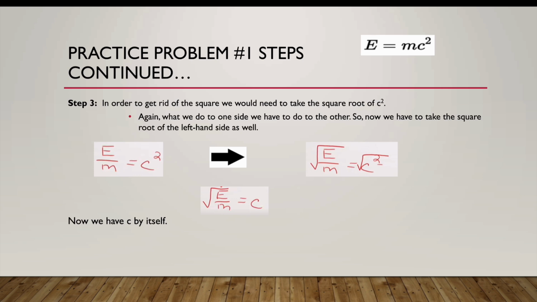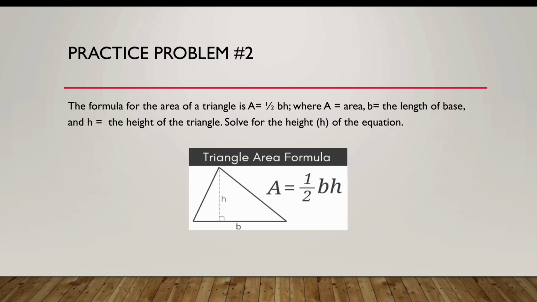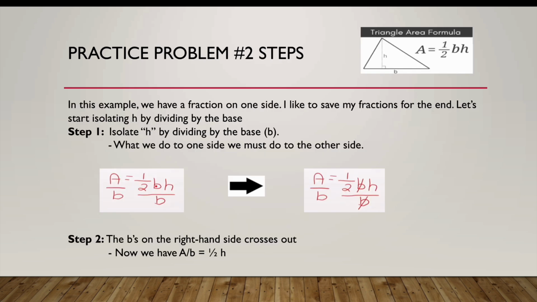Let's try another practice problem. The formula for the area of a triangle is A equals 1/2 b times h, where A equals area, b equals the length of the base, and h equals the height of the triangle. In this problem, we want to solve for height. We want h. So we will need to isolate h from the rest of the equation. Generally speaking, it's easiest to save your fractions for the end of the problem. So let's start isolating h by dividing away b, or the base.